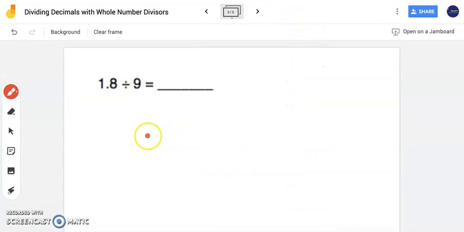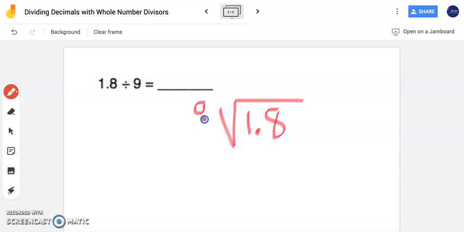Now in this problem here, I have 1 and 8/10 divided by 9. You can choose to draw a visual model and draw 2 wholes and count out 1 and 8/10, break it into 9 equal pieces and find your answer. You can also do 1 and 8/10 divided by 9. Now, some of you might know 18 divided by 9 is 2. And if I was to do this long division ignoring the decimal point, my answer would be 2. And I can confirm that by doing my long division.